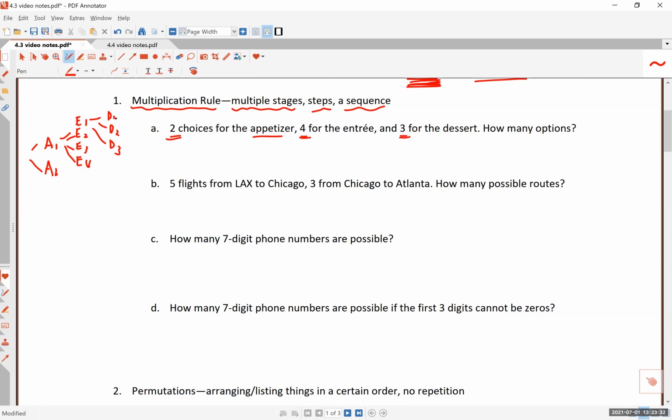You can already see that the branches are getting too crowded here. Okay, but the whole idea is that you have 2 possibilities for the appetizer, and for each of these, you have 4 choices for the entree, and now we have 8 choices for the combination of appetizer and entree. Then you have 3 choices for each of those 8 choices, and so all you have to do is to multiply these numbers, and that is how you calculate how many options you have. In this case, it's 8 times 3, and the answer is 24.